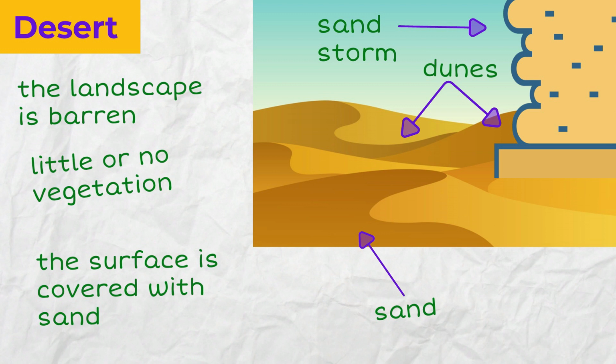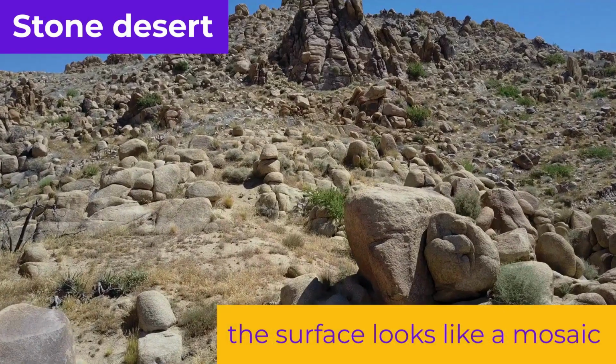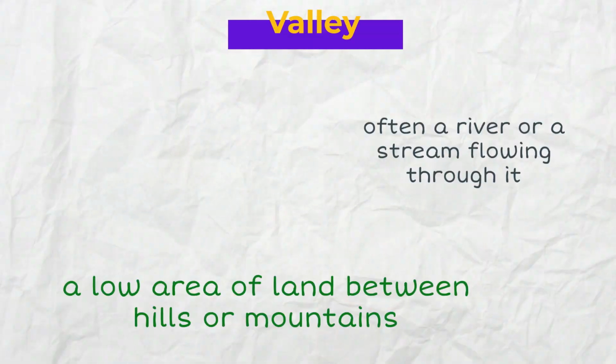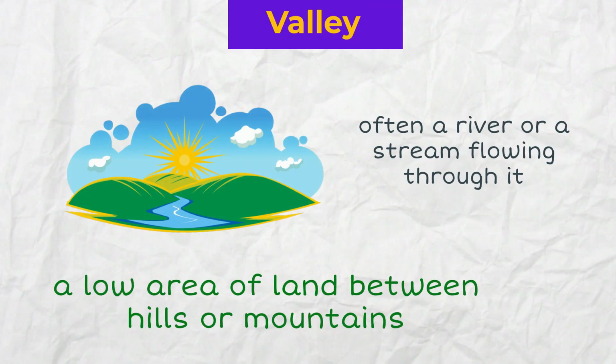The surface is covered with sand that piles up into dunes, and there are often sandstorms. Another type is a stone desert, whose surface looks like a mosaic. A valley is a low area of land between hills or mountains. There is often a river or a stream flowing through it.